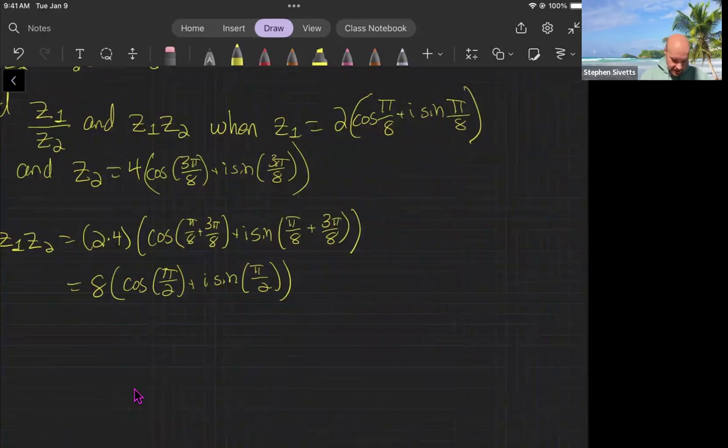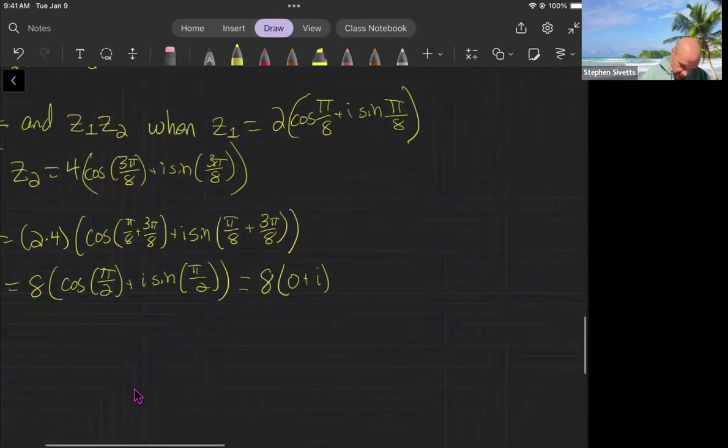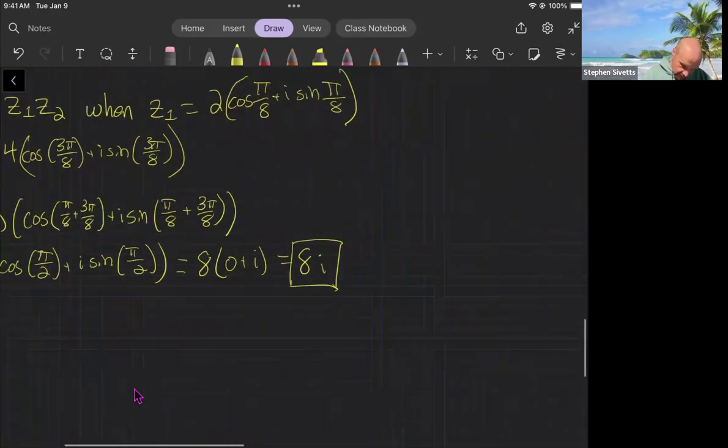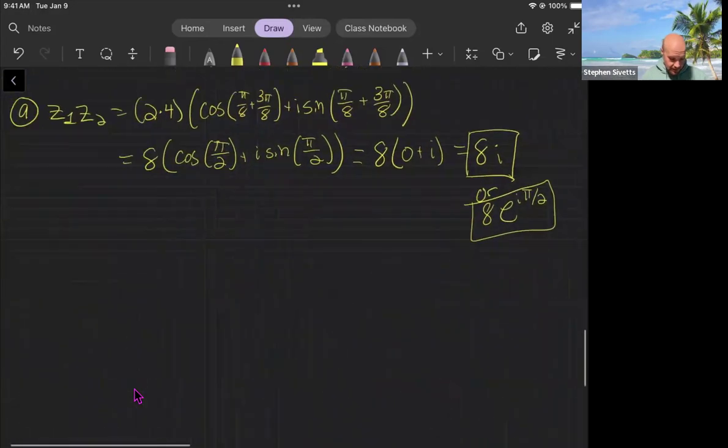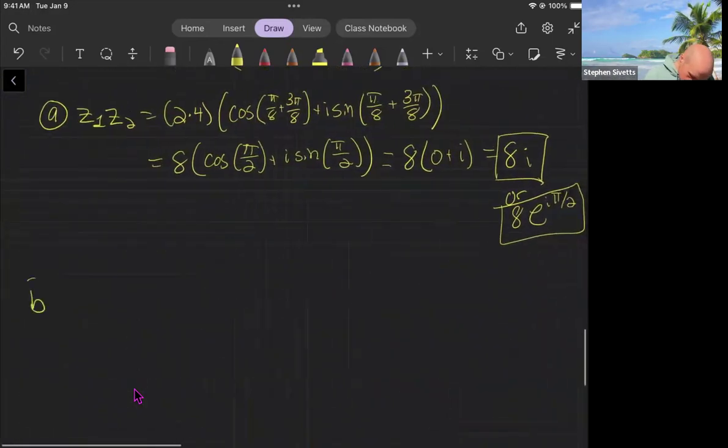Cosine of pi over 2 is, yes, 0. And then sine of pi over 2 is 1. So it'll be 0 plus I, right? So this is 8 times I, right? Okay. So in polar form, this is 8 times e to the I pi over 2. Okay.